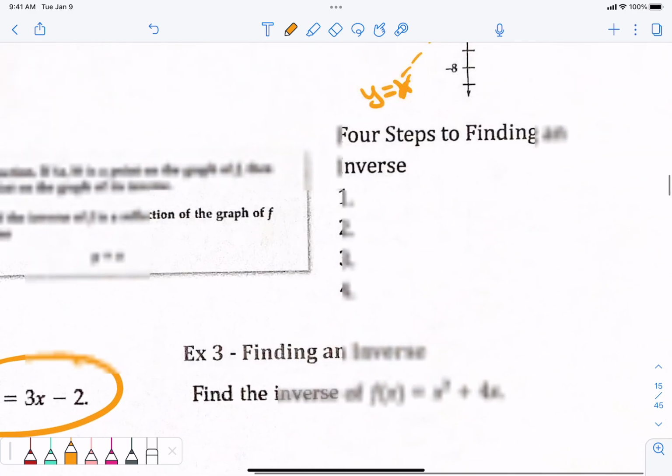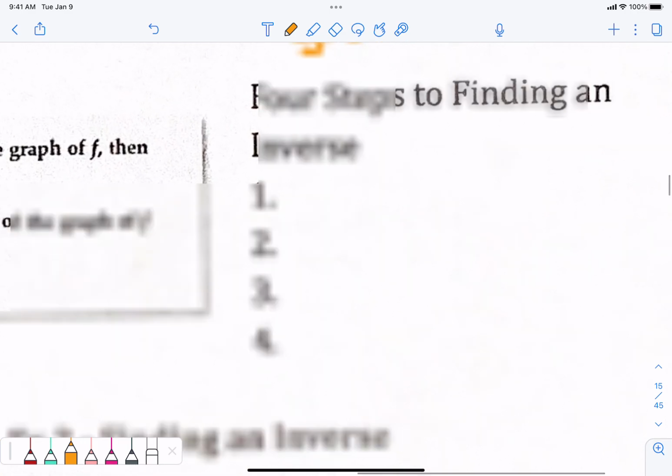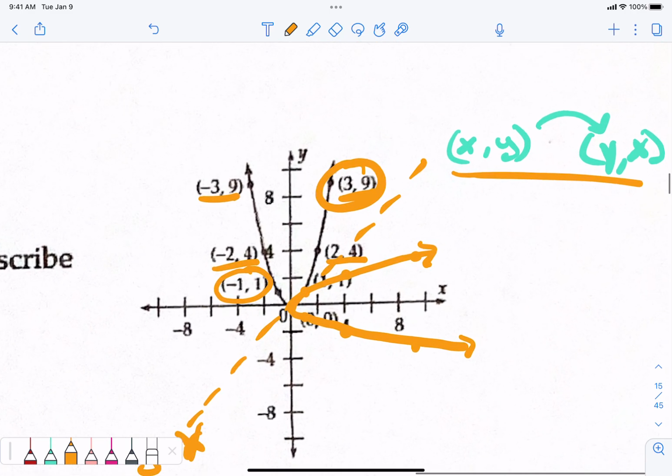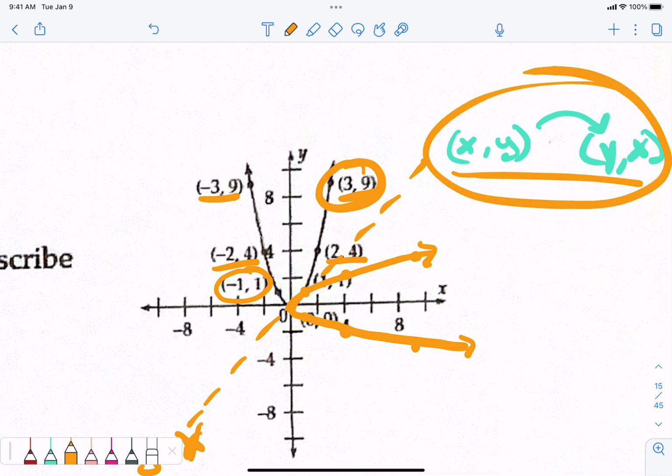I do the 4 steps, and the 4 steps are right here. 4 steps to finding an inverse. The first step is, if it is named something other than y, you're going to change it to be named y, okay? And then the next thing that you do is you take the y coordinate and the x coordinate and you switch places with each other. Kind of like you did up here. You take the x and y and switch places with each other, right?